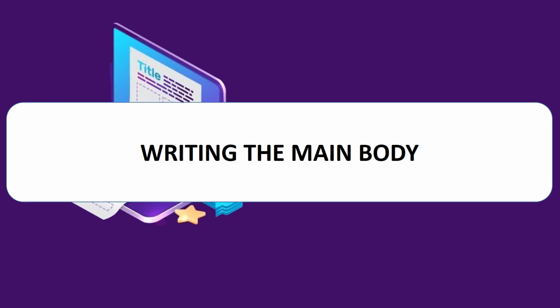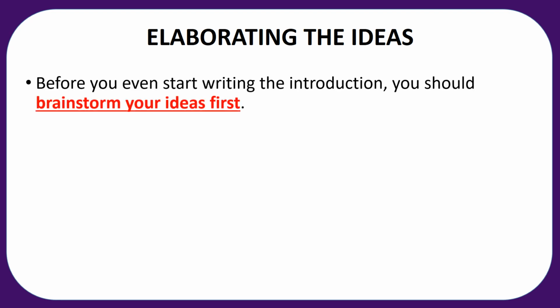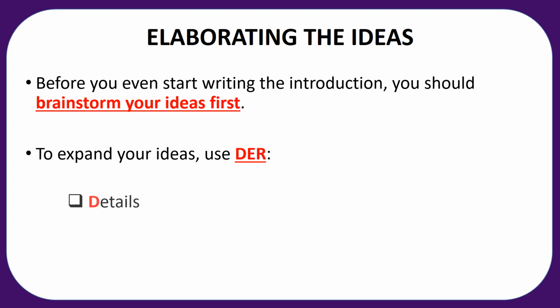We have learned how to write the introduction, so now we move on to how to write the main body. Let's go. In order to write a good essay, you need to know how to elaborate the ideas. You can do that by planning your ideas, by brainstorming your ideas first. And how can you do that? You can expand your ideas using DER. So DER: D is details, E is examples, and R is reasons.